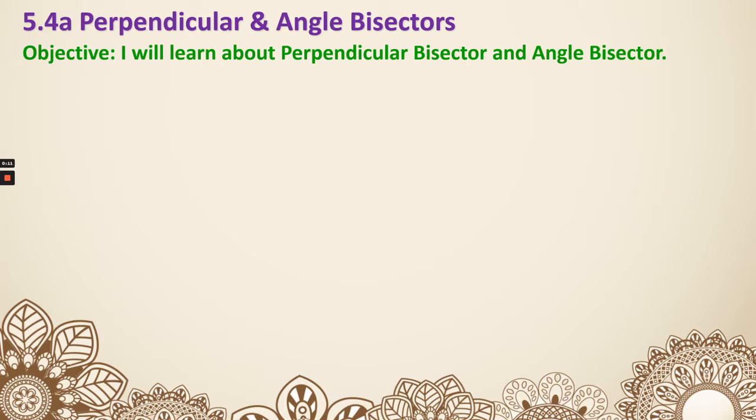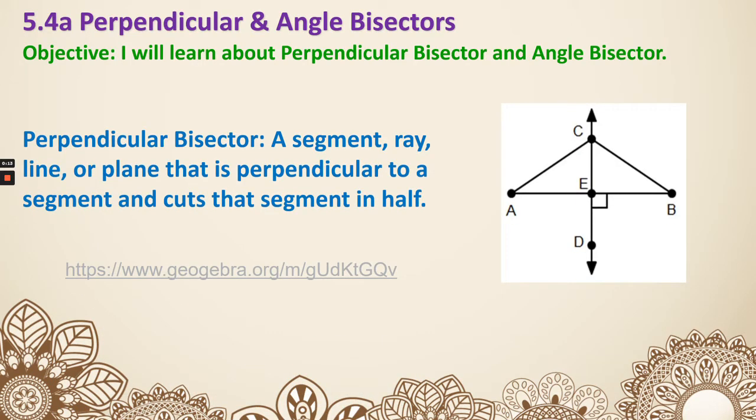First, perpendicular bisector. The definition for that is a segment or a ray or a line or plane that is perpendicular to a segment and cuts the segment in half. So if you have a look at the graph on the right side, AB is a line segment, and this line right here, CD, is cutting AB into two parts.